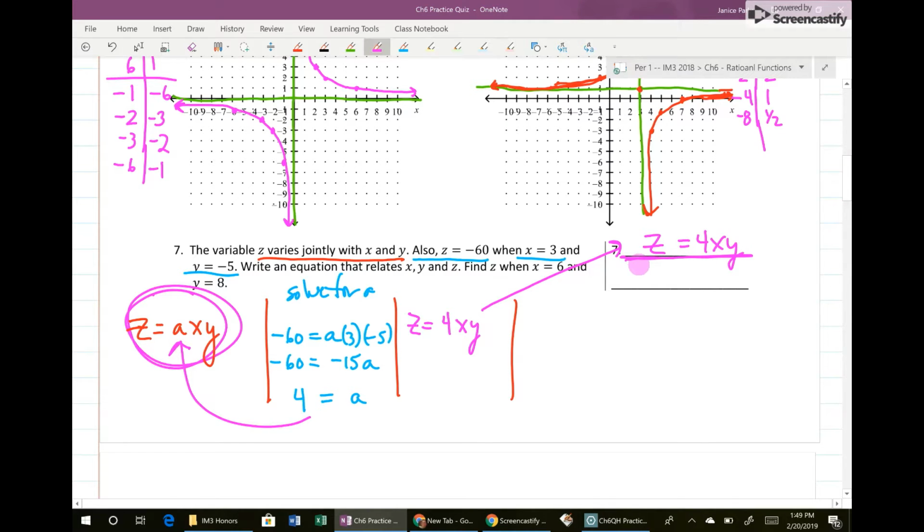The next part, find z when x is 6 and y is 8. So now we use this equation. If you multiply all those numbers together, you get 192.